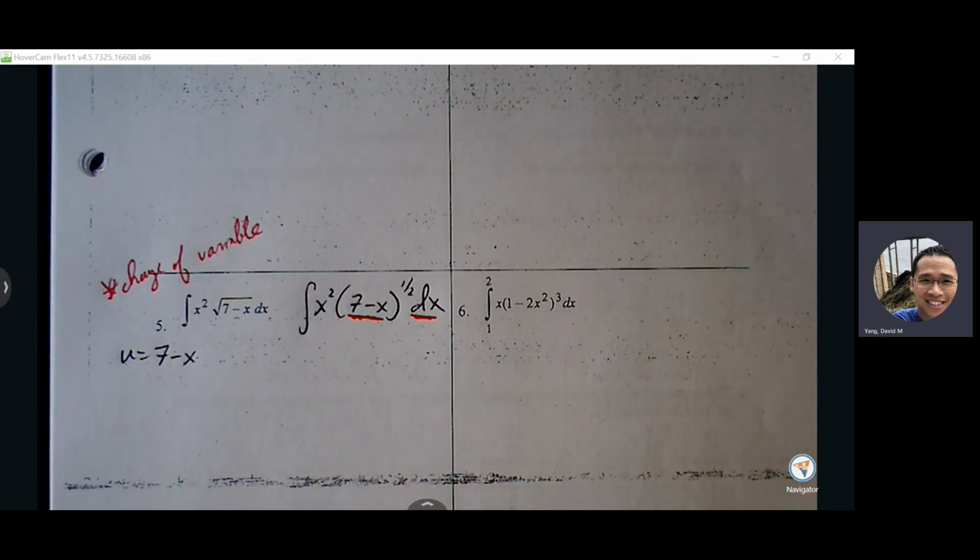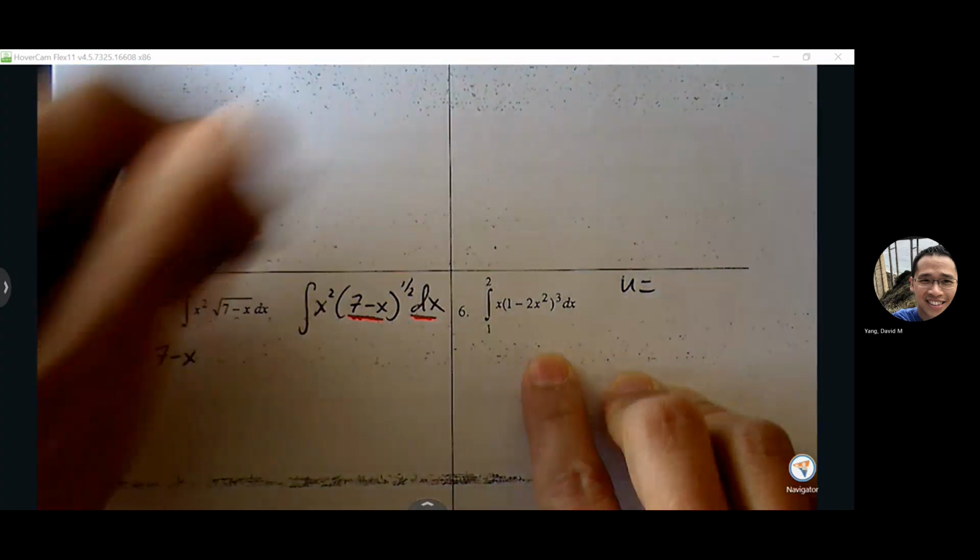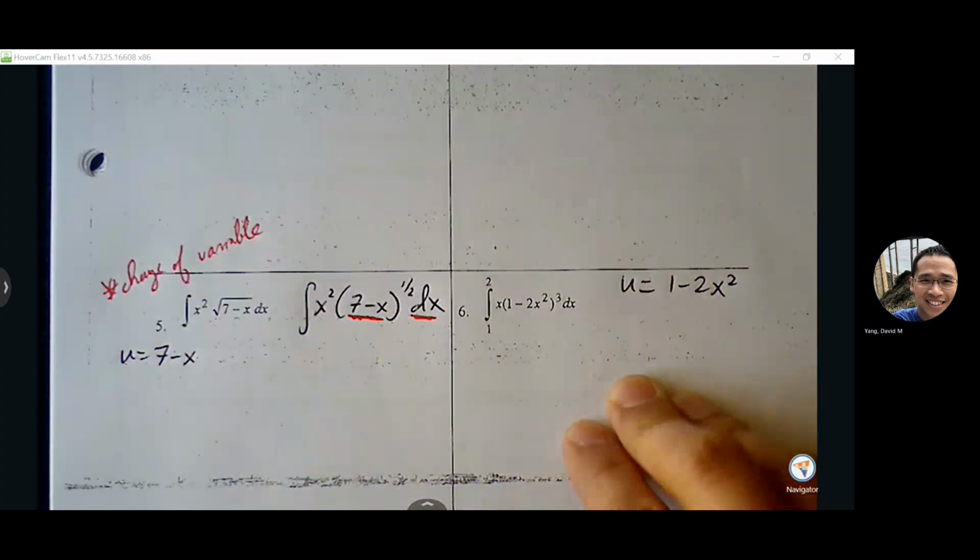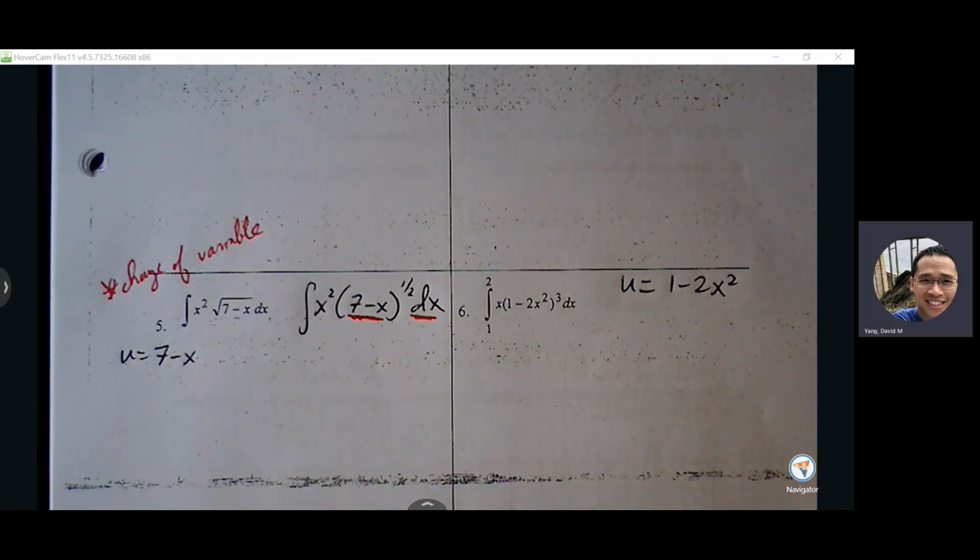Okay, number 6. Can I expand my way through? It's possible, but the power of 3 is a little high. I could do it, but if we have a faster method, then we want to approach it that way. So our u value here is 1 minus 2x squared. Anytime you see a definite integral with bounds given to you, you want to ignore them at first. There's a problem that we have to solve before the bounds have any say in this problem.